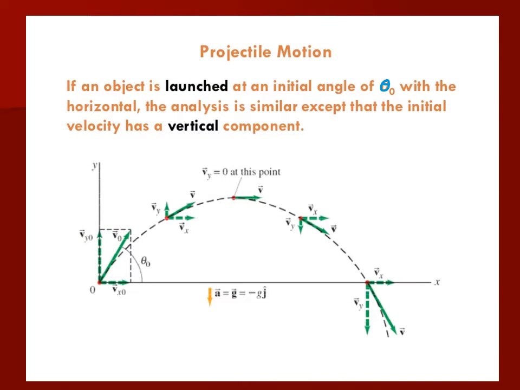This is simply a different slide talking a little bit more about projectile motion, showing you some key points. If an object is launched at an initial angle of theta, then again theta initial, with the angle measured with respect to the horizontal, the analysis is similar, except the initial velocity has a vertical component, and that's all this slide actually shows.